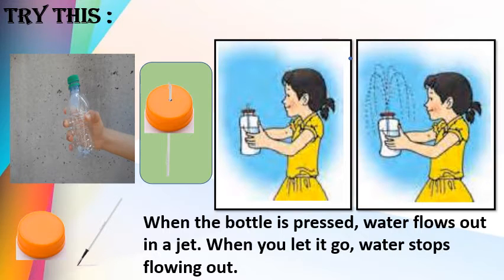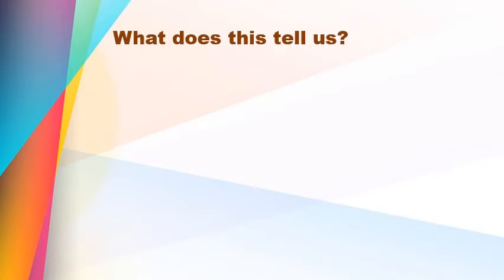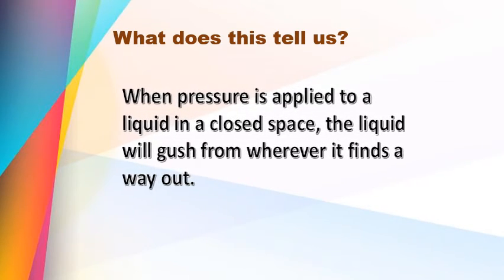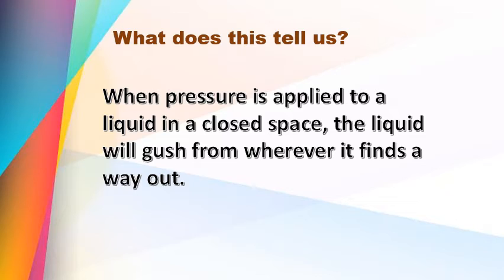Now students, what does this tell you? Yes, guess. This tells us when pressure is applied to a liquid in a closed space, like a bottle, the liquid will gush from wherever it finds a way out. Isn't it? When we press the bottle or apply pressure on the bottle, the liquid flows from that refill. It gushes out because it got the space there. So it comes out, isn't it?